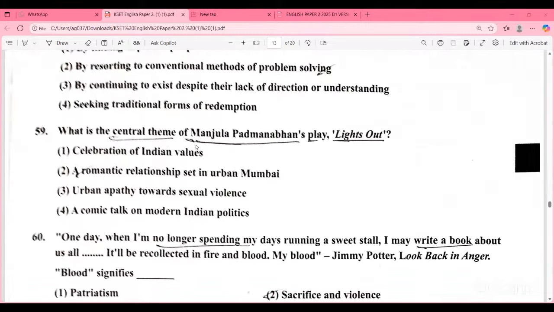What is the central theme of Manjula Padmanabhan's play Lights Out? It is urban apathy towards sexual violence.